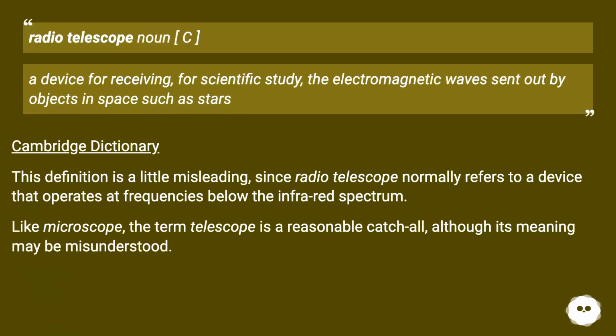Radio telescope, noun, c. A device for receiving, for scientific study, the electromagnetic waves sent out by objects in space such as stars. Cambridge Dictionary. This definition is a little misleading, since radio telescope normally refers to a device that operates at frequencies below the infrared spectrum. Like microscope, the term telescope is a reasonable catch-all, although its meaning may be misunderstood.